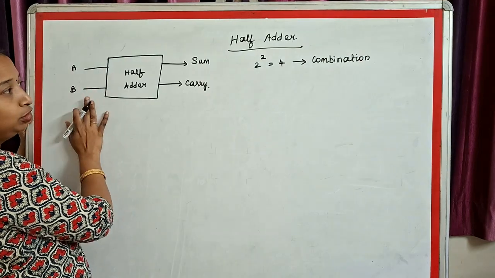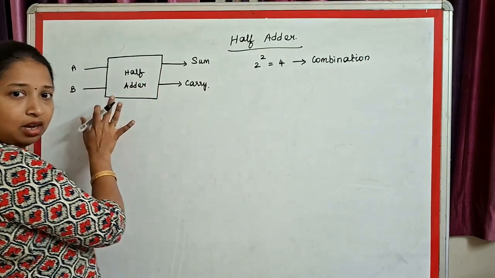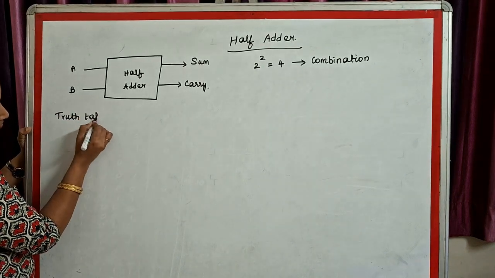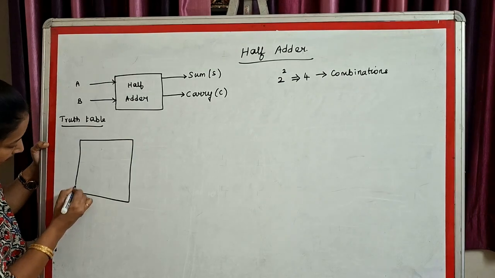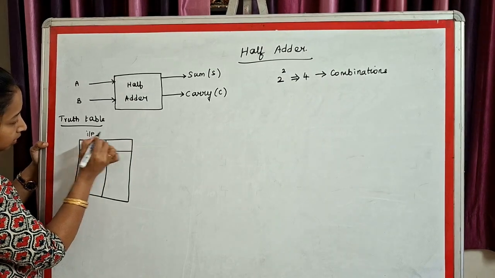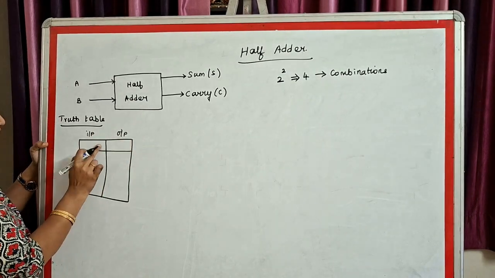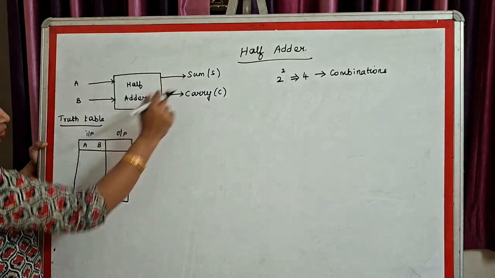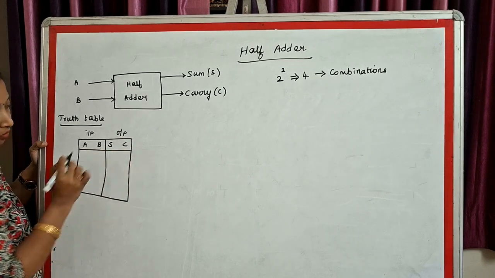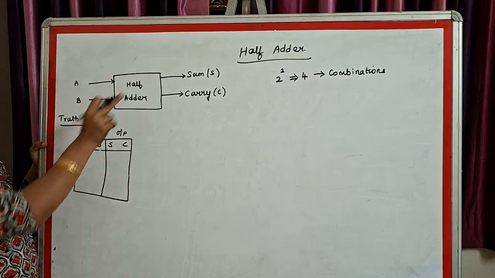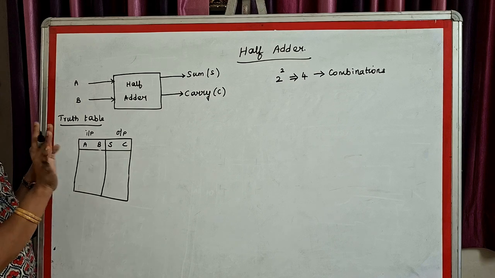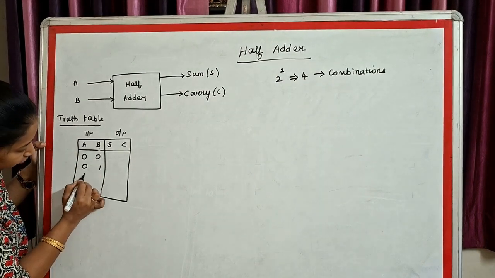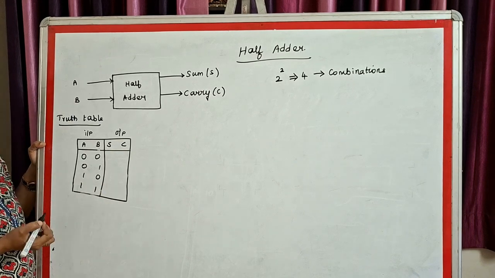Since we know how many inputs there are and how many combinations are possible, can we do the truth table now? Yes. This is my input and this is my output. How many inputs are there? I've got two inputs, A and B. And how many outputs are there? One is sum, one is carry. I've got two outputs also. I've got 4 combinations, so write down the combinations. It is 00, 01, 10 and 11.